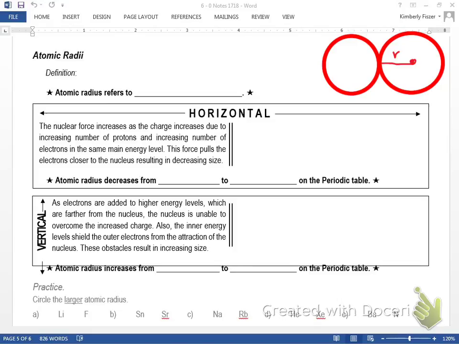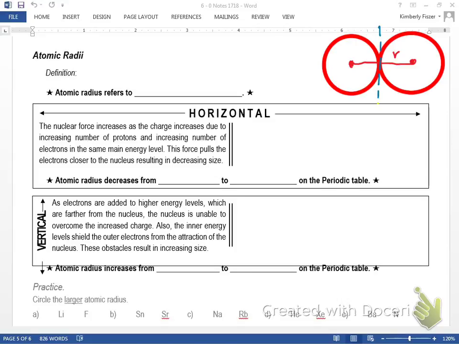So the only way I can find a radius is if I put two atoms next to each other. Then I know where their two centers are. And then I draw a line between the two centers. And when I cut that line in half, here's a better half. I cut that line in half. Now I know where the edge of it is. Can you see it now?